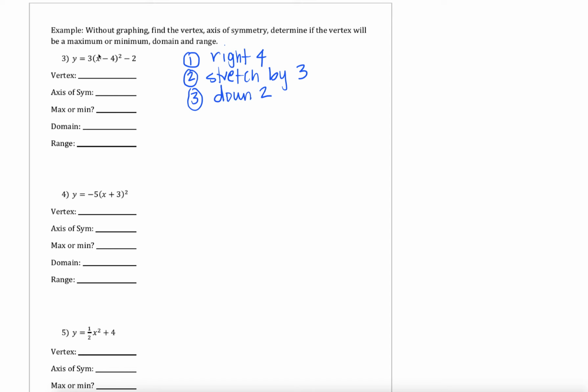Now our vertex, I can read out of this equation, since this is our vertex form, which remember in general is y equals a times x minus h squared plus k, and we were able to read out of that that our vertex would be at h comma k. But I also want to relate this back to our transformations. So by looking at my equation, I can tell that my vertex is going to be at 4 comma negative 2, but let's verify that using our transformations.